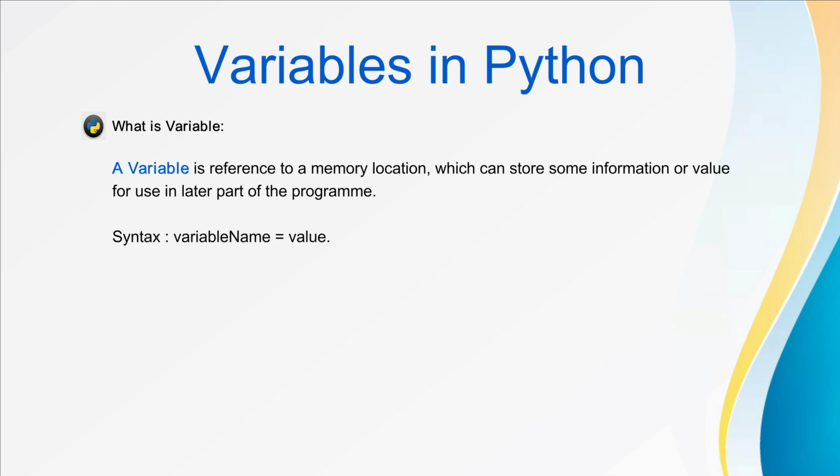In general terms, a memory location that stores some information or value, referenced by a name, is considered a variable. The definition seems confusing, doesn't it? So now let's understand by an example.